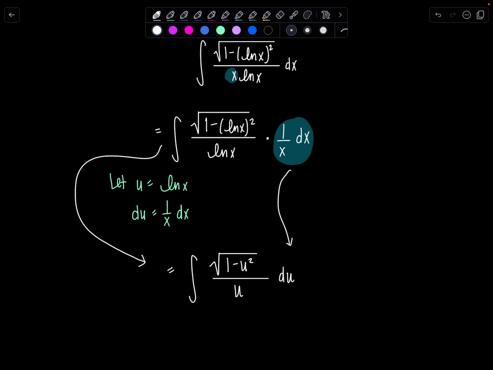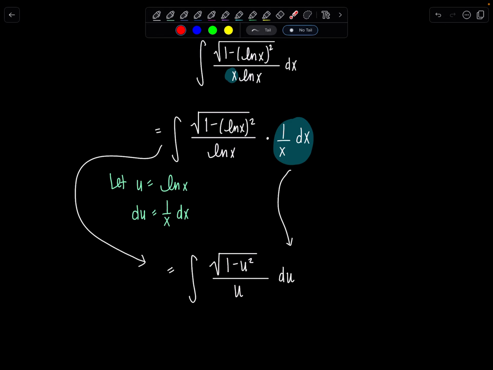Okay, another substitution, like a u substitution, won't work here because if I try to let t be, say, 1 minus u squared, dt would be negative 2u du, and I don't have that. I have a u in the denominator. So since another substitution won't work of that kind, we're going to go trig sub.